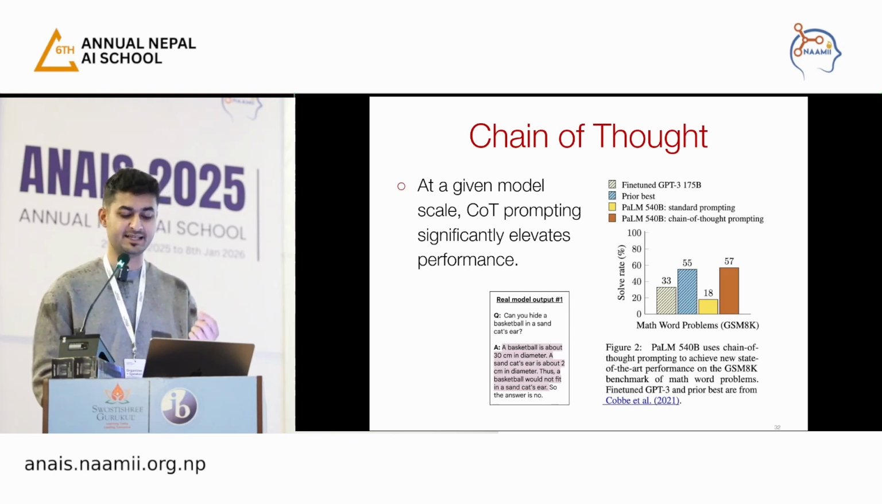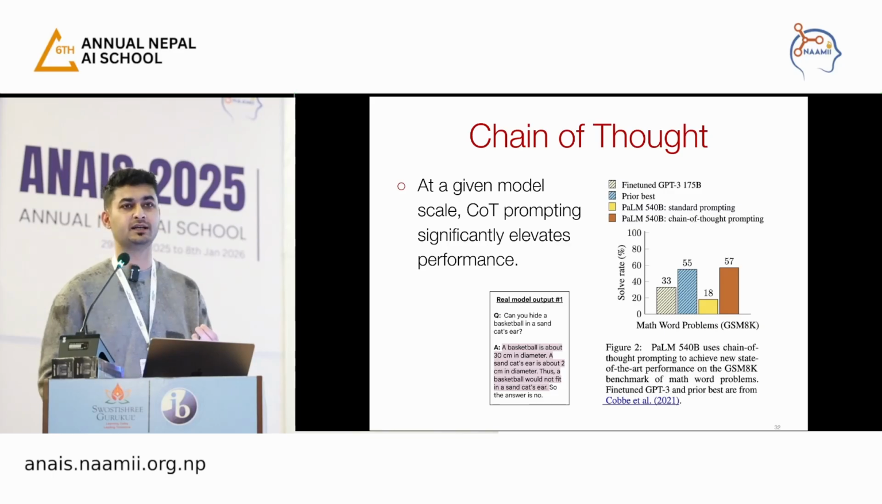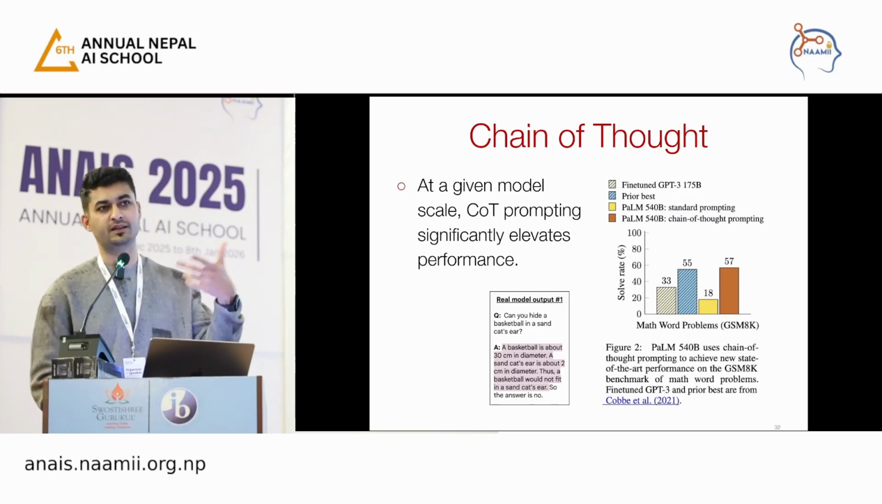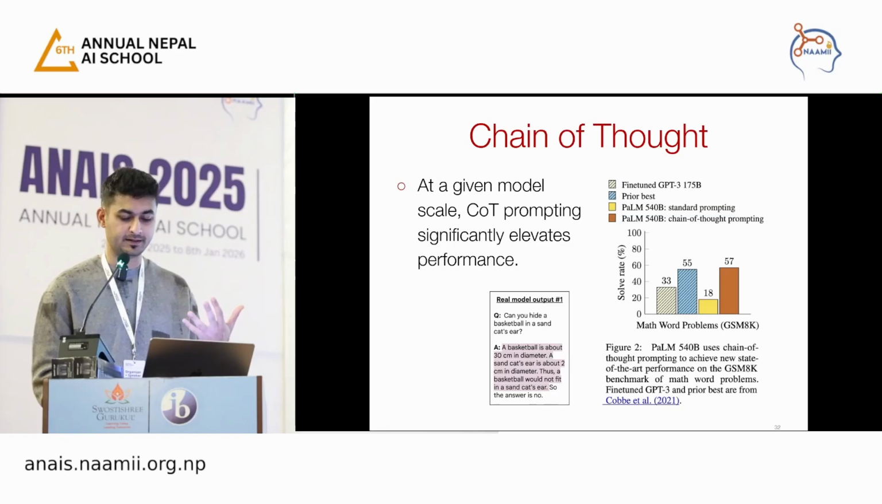There's a benchmark called GSM8K, which is a benchmark of math word problems. If I'm using the same model like PaLM, which is a precursor of Bard and then Gemini that Google has now, at that time it was 500 billion parameters, and without chain of thought it had a performance of roughly 18%, but only by using chain of thought they elevated it to 57. This was remarkable because there's no additional training or fine-tuning, but only prompt engineering and having better chains of thought. So there was a very significant elevation of performance.